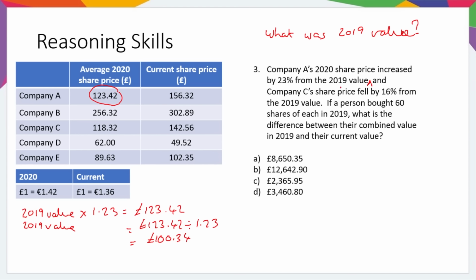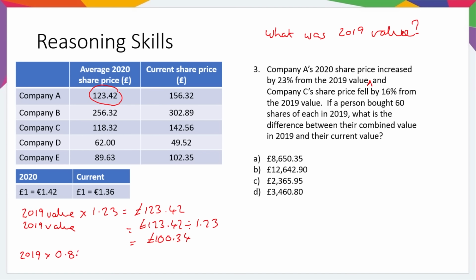Now, we've now worked out the 2019 value, and company C's share price fell by 16%. So company C, if it decreased by 16%, then that means it was therefore 84% of what it was originally.